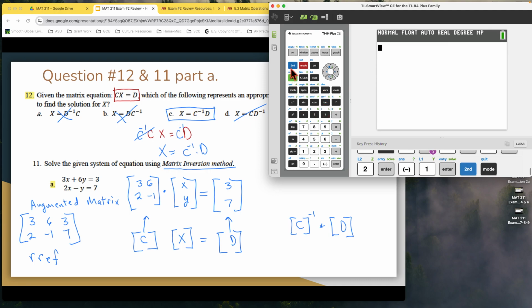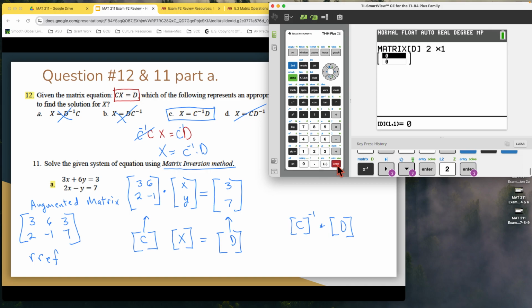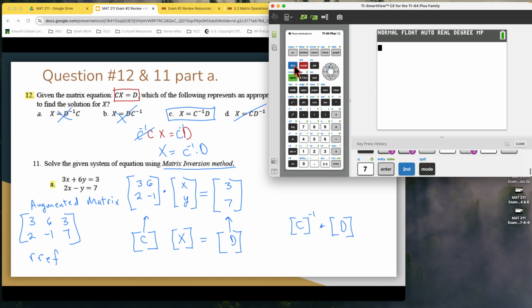Quit, I come back here, go back to matrix. There might be an easier way to do all of this, but this is how I figured out to navigate all of this. This is going to be a 2 by 1, and it's just 3 and 7. Okay, so that's our D matrix. And so now we're at the main screen.